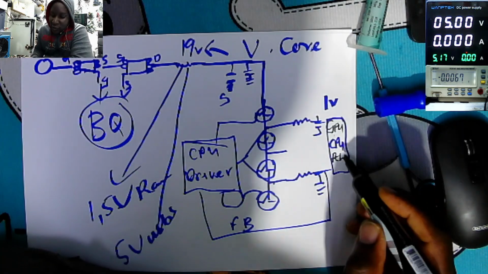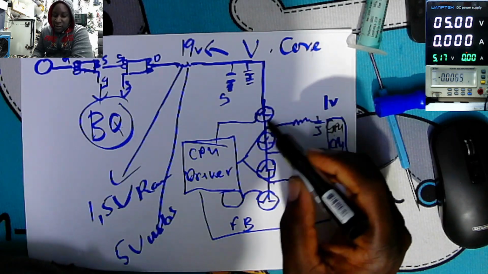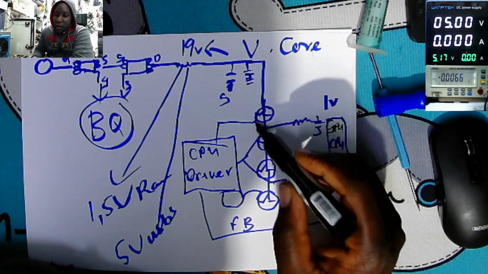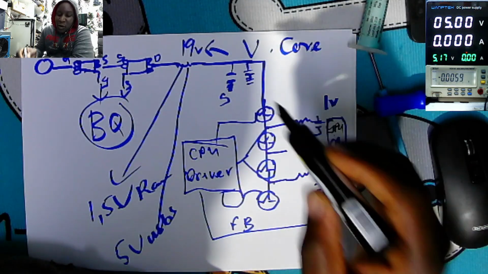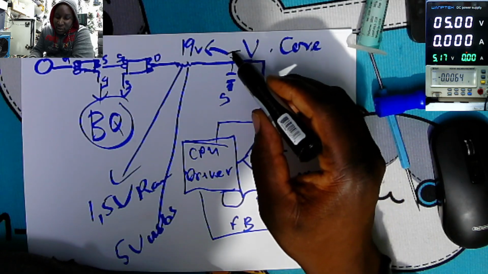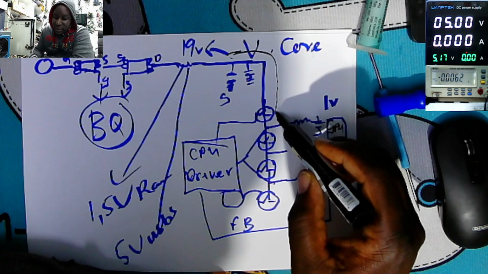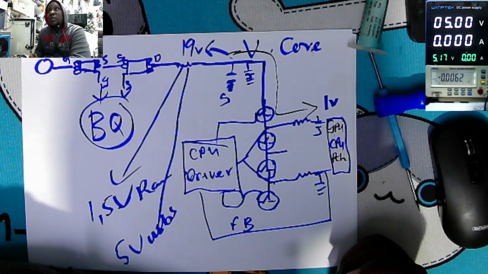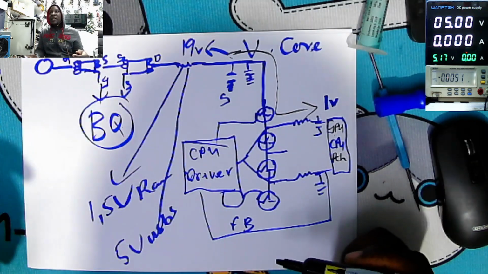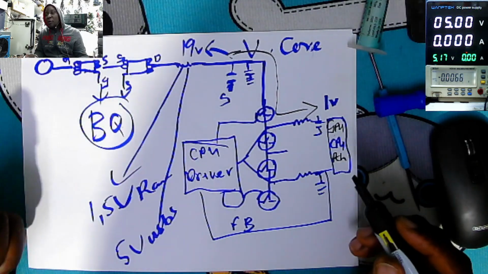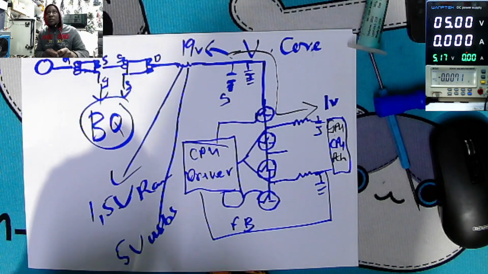And if it is not posting, check those MOSFETs first. Maybe one of the MOSFETs is shorted, and what this 19 volts is doing is going straight to the CPU. And that's why you have a laptop coming on, but it's not posting.